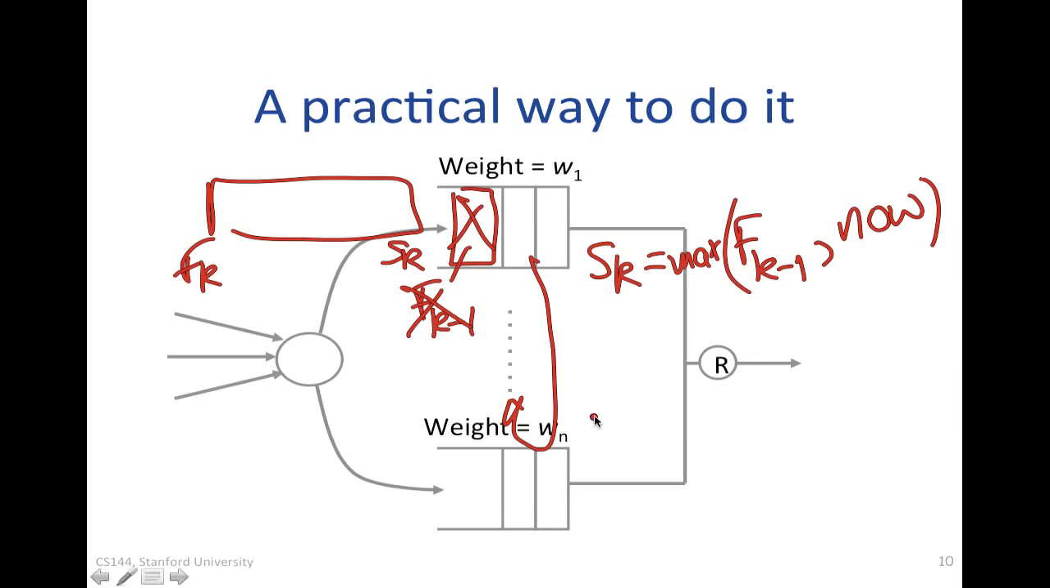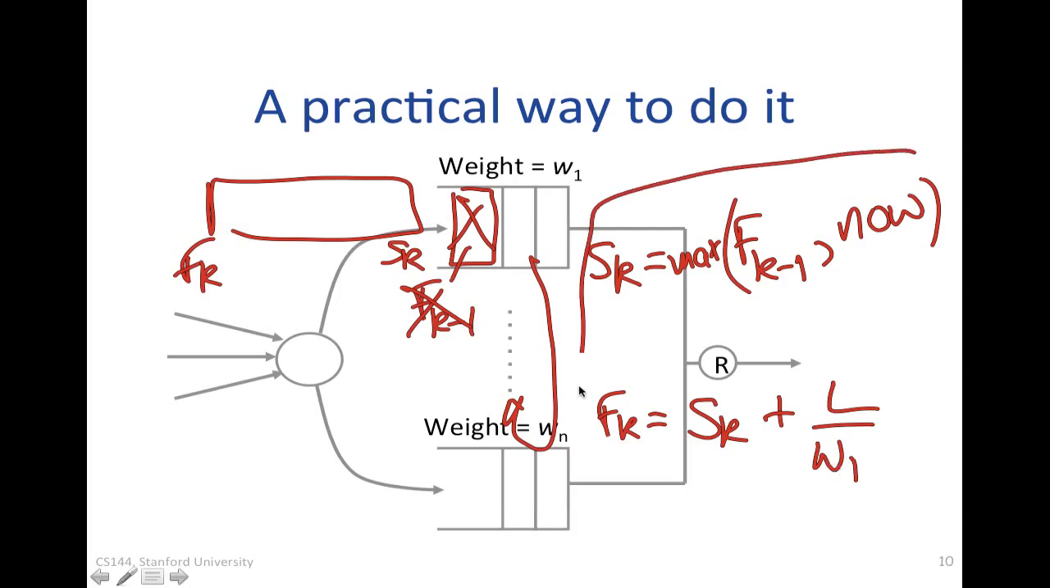The second thing that we can say is that the finishing time of k is its starting time plus L over W_1, just as before, because we know that's how much service it gets. So the combination of these two gives us a recursion: so long as we keep calculating the finishing time and keep track of that, we can calculate the starting time and the finishing time of packets as they arrive. That's a pretty neat property.